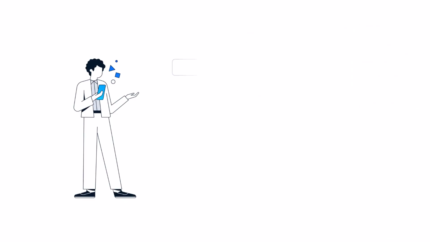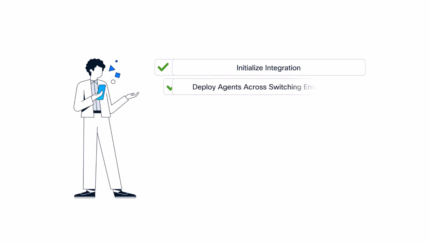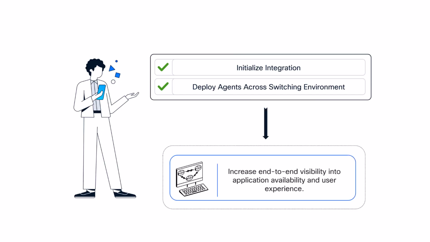Now that you have learned how to integrate Cisco ThousandEyes with Cisco Catalyst Center, you can use this integration to quickly deploy enterprise agents across your switching infrastructure. This enables you to run ThousandEyes tests close to the end user, increasing end-to-end visibility into application availability and user experience. Thank you for watching.